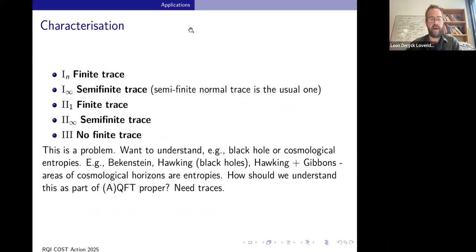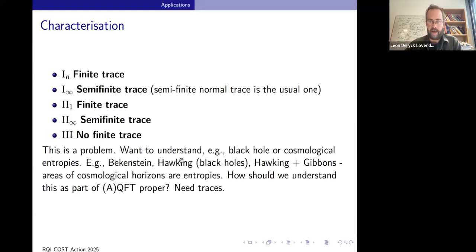But it turns out that von Neumann algebras can be basically classified in terms of the traces. So type I's are either finite or semi-finite. Type II's are either finite or semi-finite, and type III's are very much not finite.